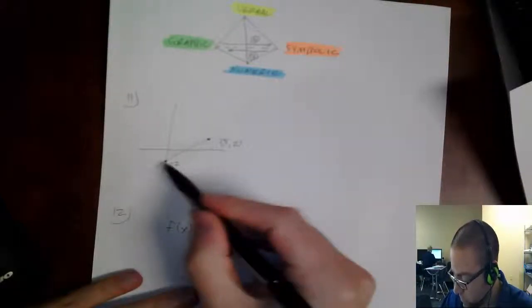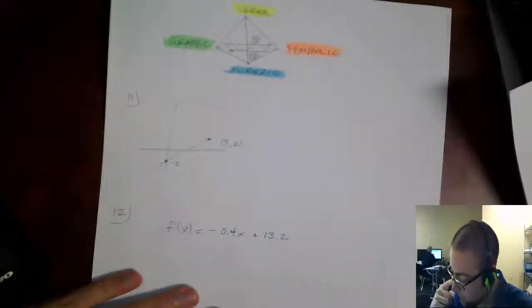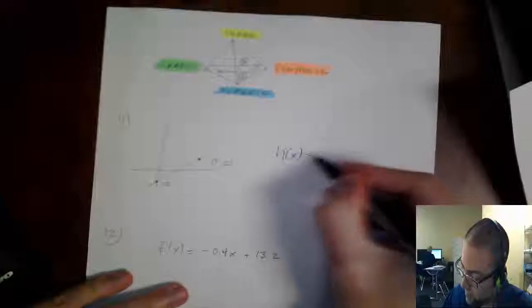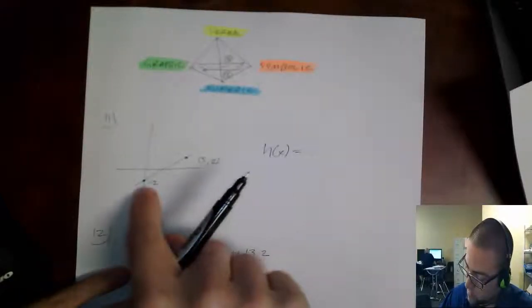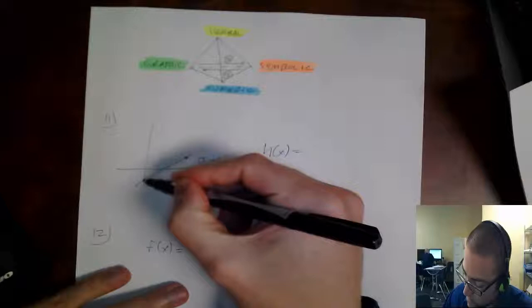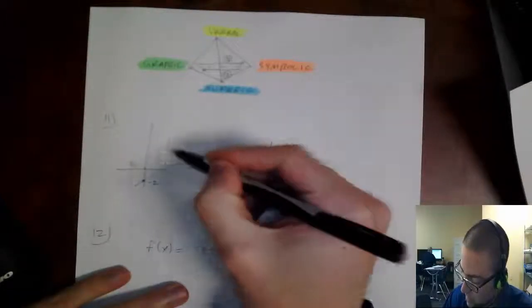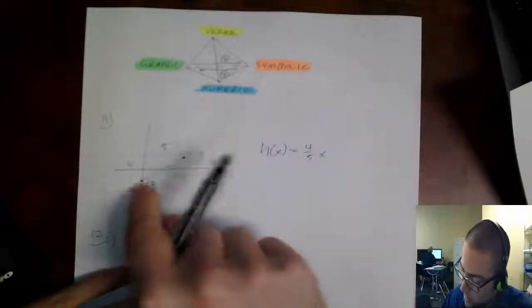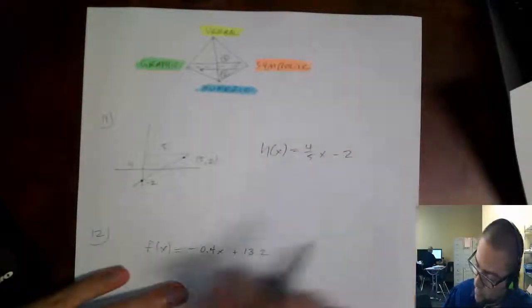So now we're going between the graphic and the symbolic. Graphically, we have a line going through -2 and up to 5, 2. So symbolically, we'll say h of x is the slope of the line. What is the slope of the line? It's going up 2 and 2 more, so it's going up 4, and it's going over 5. So its slope is 4/5 x, and it's positive. It's going up and to the right. And my y-intercept is -2, so that's my initial condition.